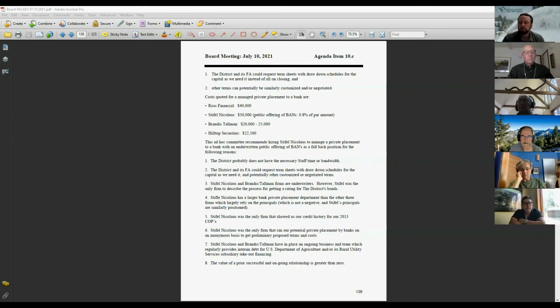Now, there is a caveat to that: until we see term sheets back from the lenders, we don't know if they'll increase the interest rate because it's a loan that you can take down over time versus an upfront borrowing of the full $7.5 million. So we'll see what happens through that process.